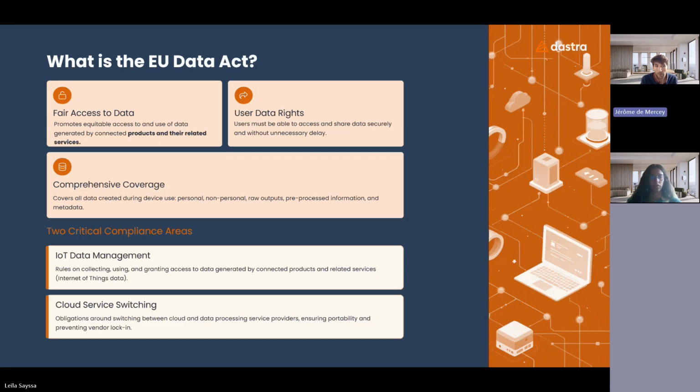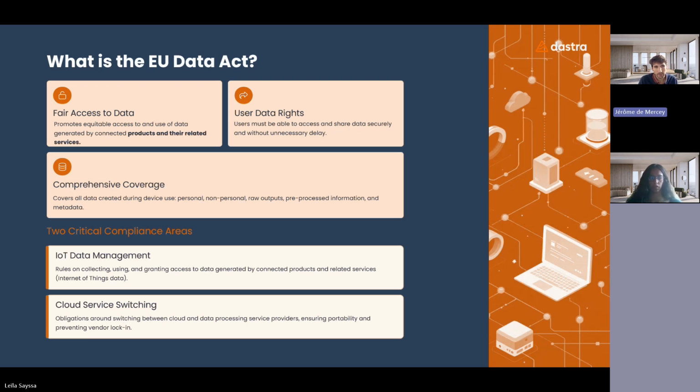Of course, the coverage of the Data Act, as I said, is not only personal data, but also non-personal data, raw output, pre-processed information, and metadata. What we will see today, and why it is important for us to talk about that, is that we consider there are two critical compliance areas to highlight.